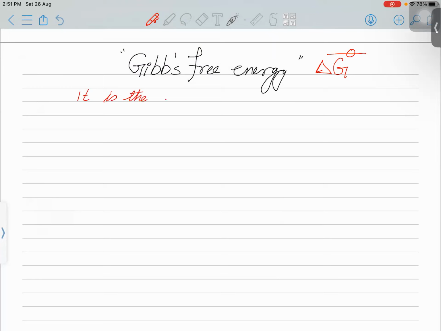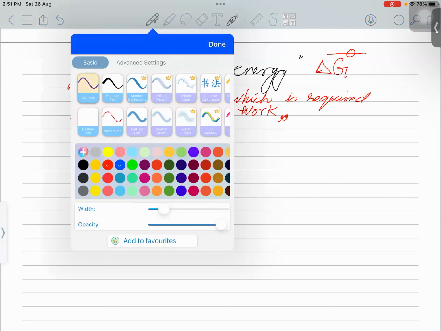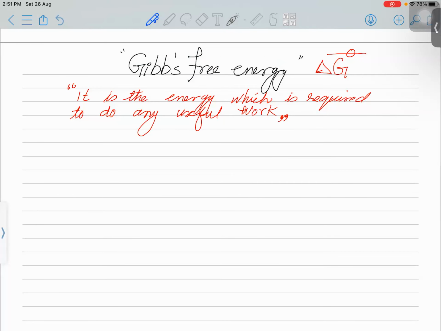It is the energy which is required to do any useful work. The formula of delta G is delta H minus T delta S.